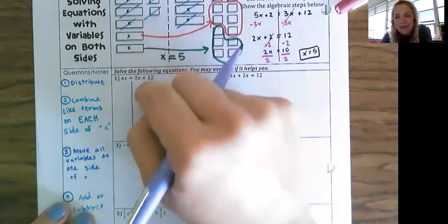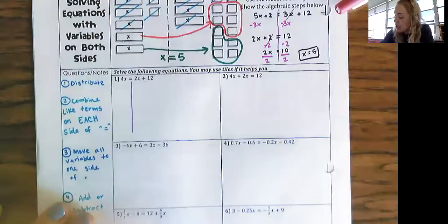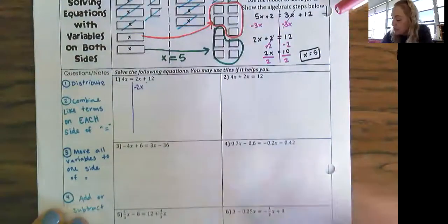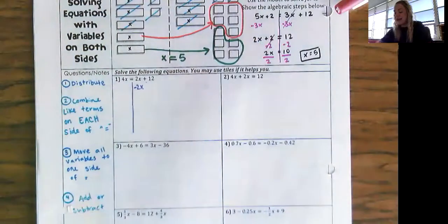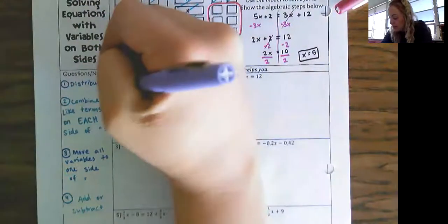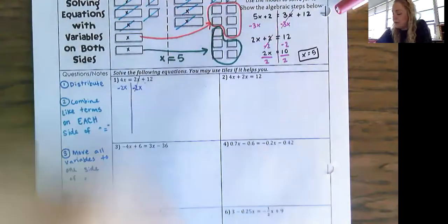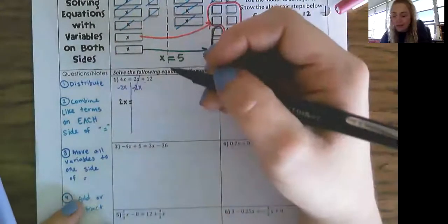So how do I get rid of a positive 2x? Well, I want to subtract it because it's positive. So underneath that 2x, I'm going to write minus 2x because 2x minus 2x is 0. Then I have to do the same thing on the left side, minus 2x. Okay, these eliminated. So now I have 4x minus 2x gives me 2x. On the right side, what's left? Well, there's just a 12.